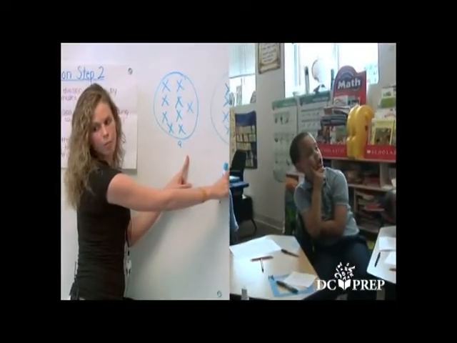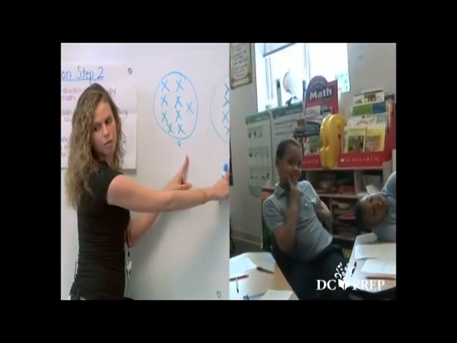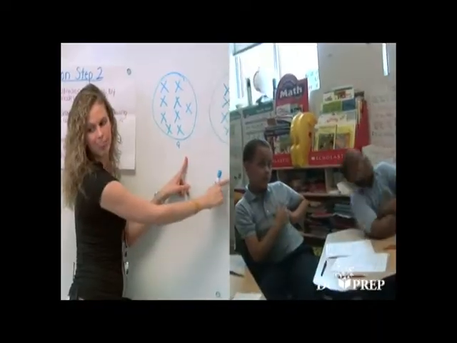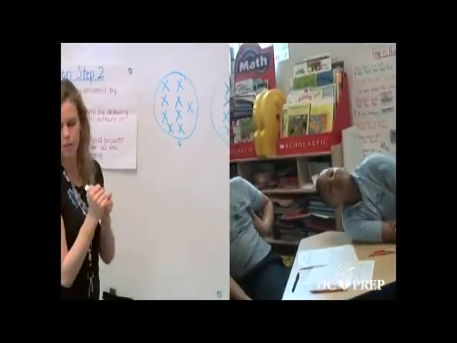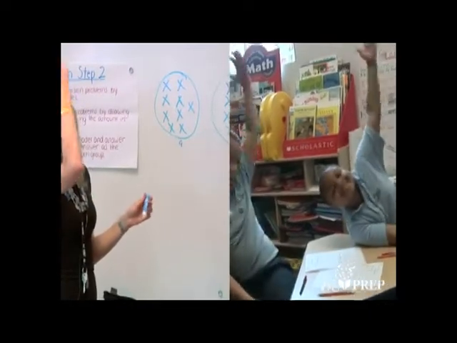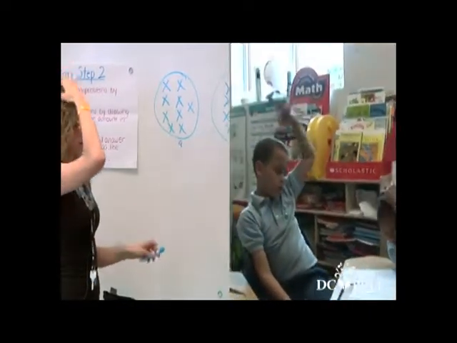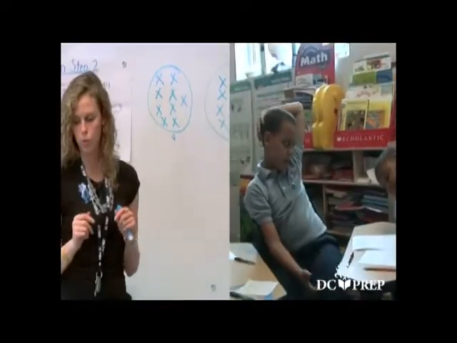You know they're equal because they're the same in each group. Very good, Robert. Tap your head if you had 18 divided by 2 equals 9. Awesome job. Let's go over 2 more.